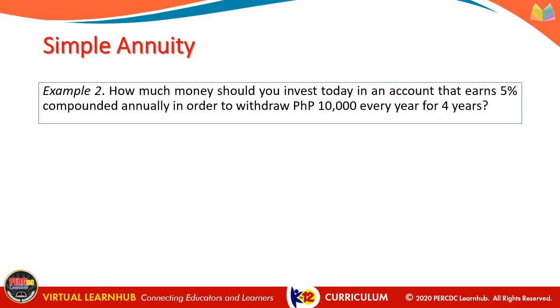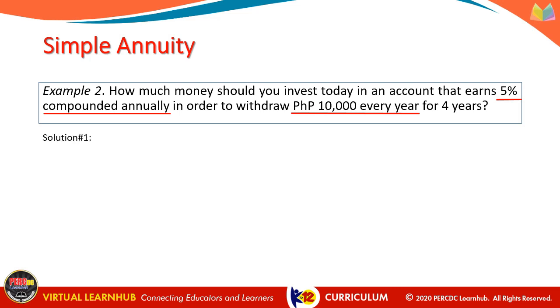Let us have example number 2. How much money should you invest today in an account that earns 5% compounded annually in order to withdraw 10,000 pesos every year for 4 years? Again, this is an example of simple annuity. The withdrawals are made every year and the interest is compounded annually. Okay? This is simple annuity.